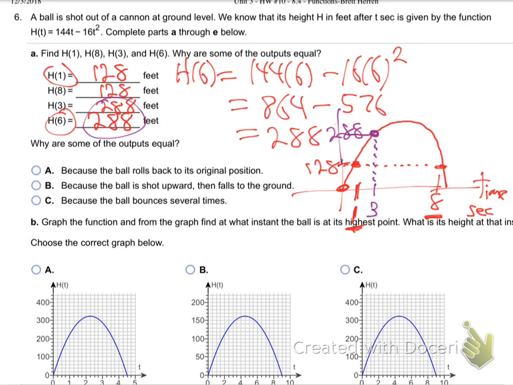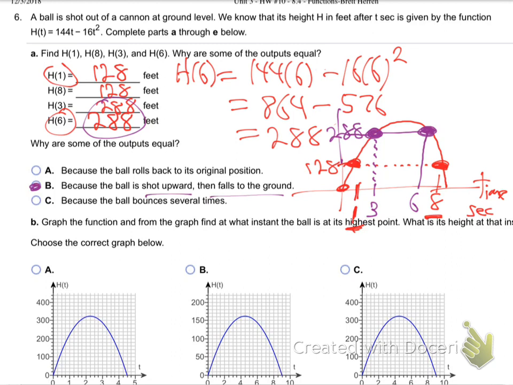It's 288 feet high at 3 seconds and at 6 seconds. Same height. The cannonball goes way up and way down. So it hits the 128 height twice, going up and coming down near the end, right before it hits the ground at 8 seconds. And then it hits the height of 288 feet at 3 seconds going up and at 6 seconds coming down. So it's because the ball is shot upward, then falls to the ground.